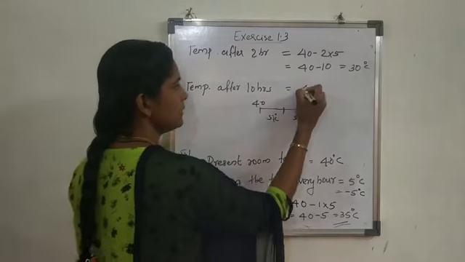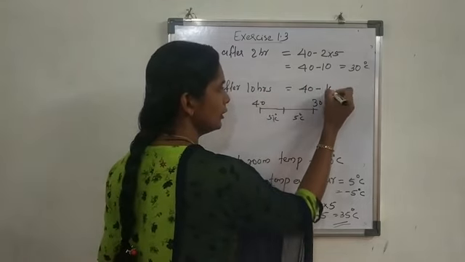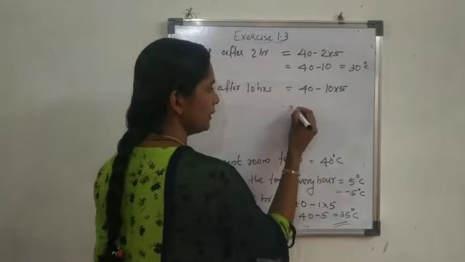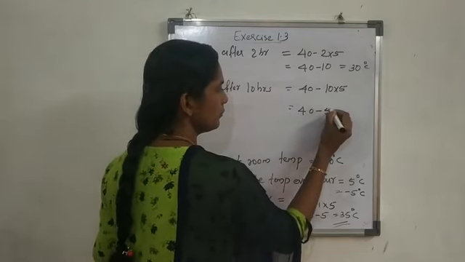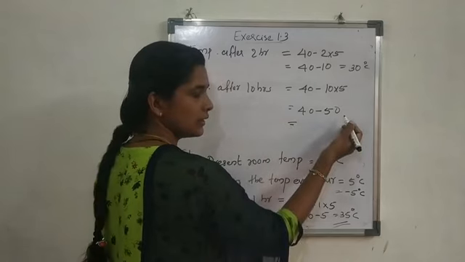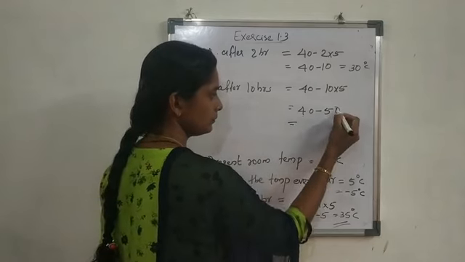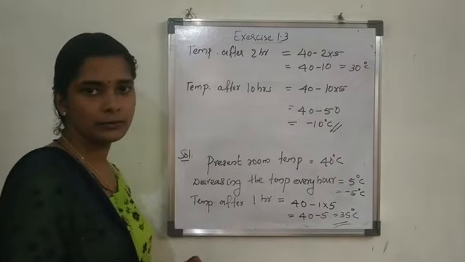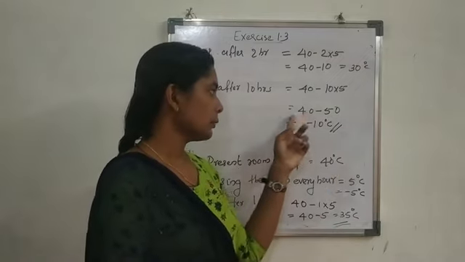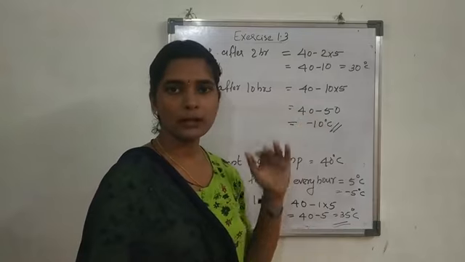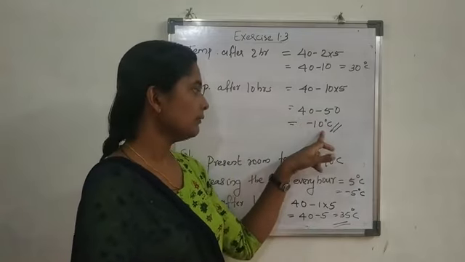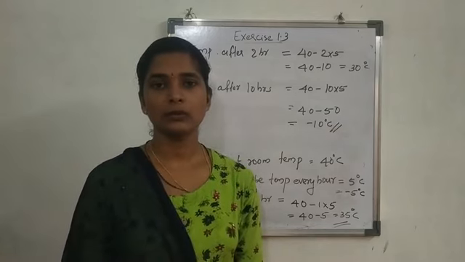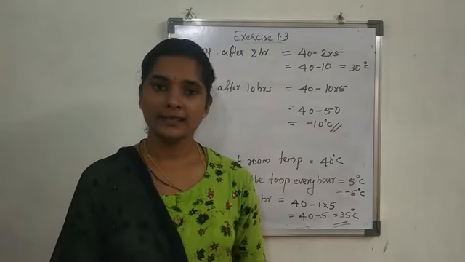Temperature after 10 hours means 40 minus 10 into 5. That is equal to 40 minus 50. 40 minus 50 is what? Minus 10 degrees Celsius. For 40 minus 50, the smaller minus the greater, so we have to subtract and put a negative sign. After 10 hours, the temperature of that room is minus 10 degrees Celsius.